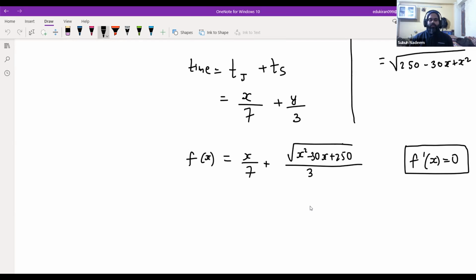Yeah, sir. Now you have to differentiate this f of x and equate it to 0 and find x. Can you do this? So our f of x is 0, right? No, f of x is not 0. F dash of x is 0. That is, its derivative will be equal to 0, or finding the critical point. So we have to differentiate f of x. So just try it. I'm coming in 2 minutes.